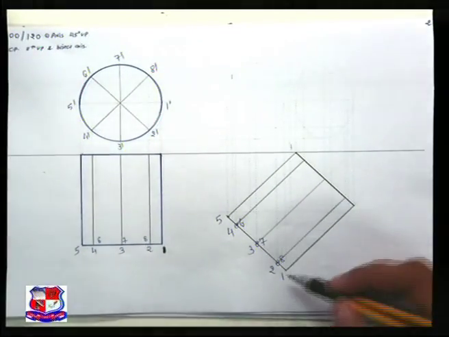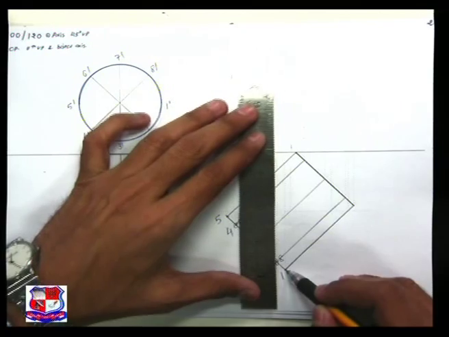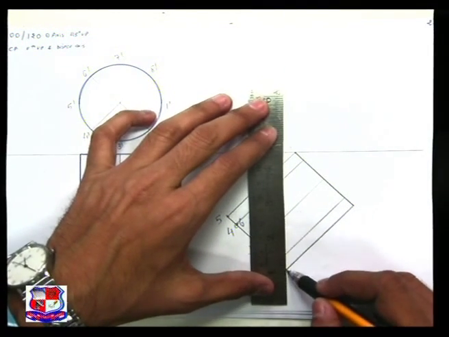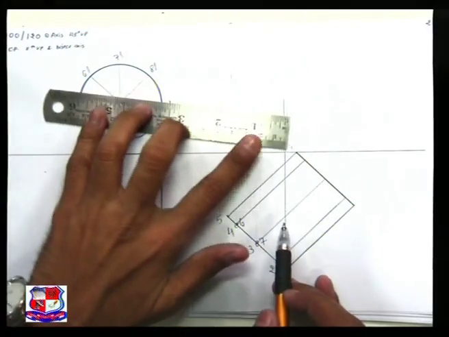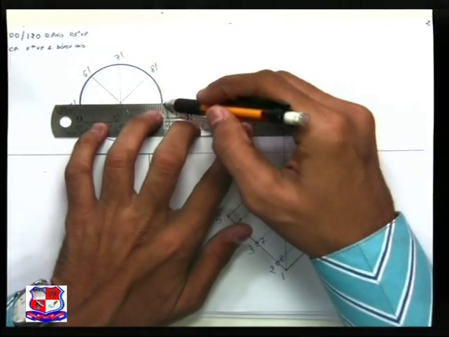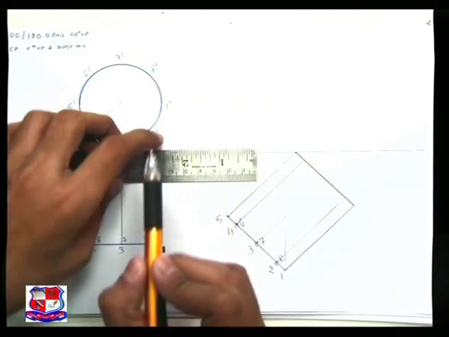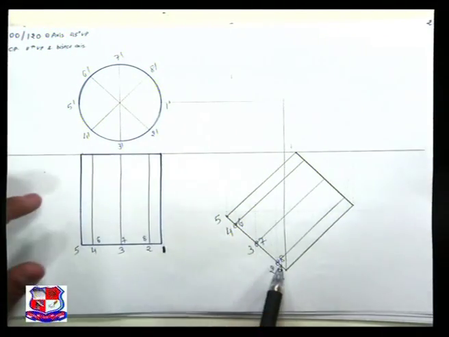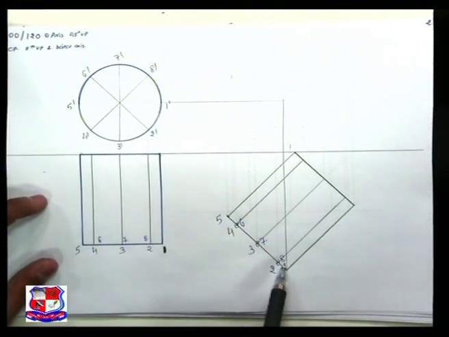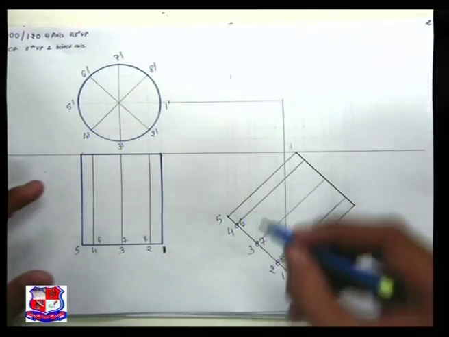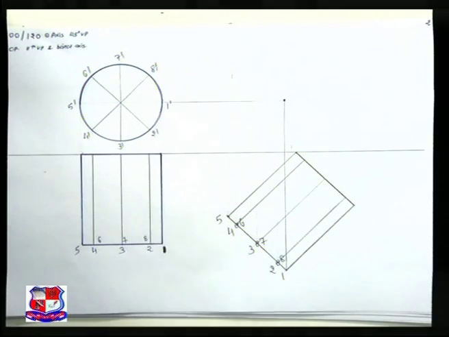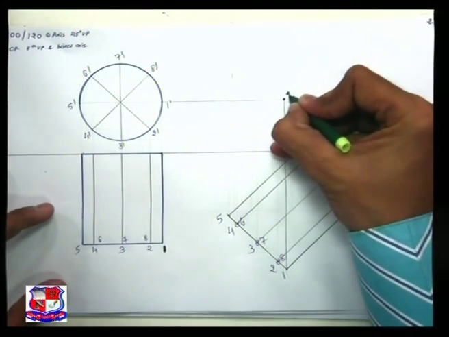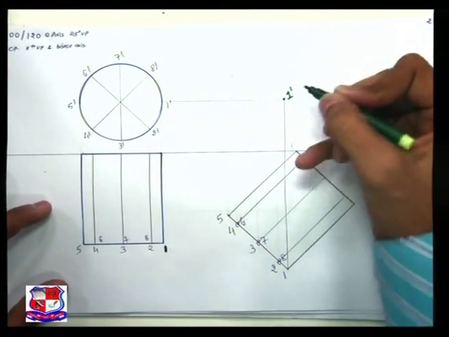Now take the projections from each point. Draw a vertical line from point number 1 like this, and a horizontal line from point number 1 dash. Right? 1 dash is here, 1 is here, both will meet at one point. It is somewhere here. So this is point number 1. Here is point number 1 or 1 dash.